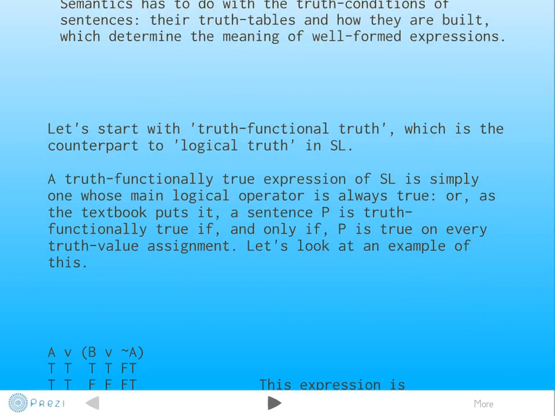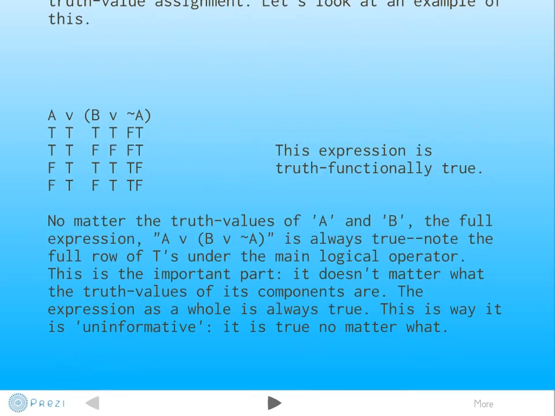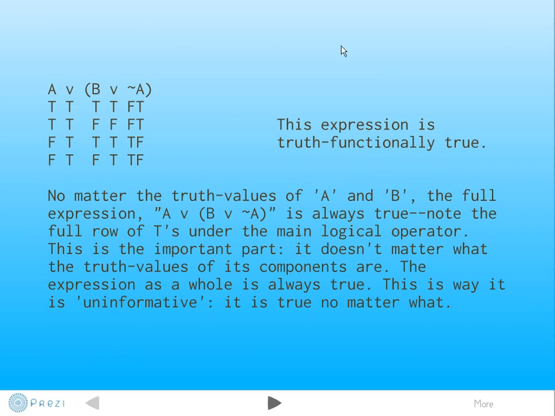Okay, so let's start with truth functional truth, which is the counterpart to logical truth in SL. A truth functionally true expression of SL is simply one whose main logical operator is always true. Or as the textbook puts it, a sentence P is truth functionally true if and only if P is true on every truth value assignment. What does that mean? Let's look at an example. So this expression here is truth functionally true. If you look at the main logical operator here, you see a nice column of T's. So no matter the truth values of A and B, true or false, no matter the values, the full expression is always true. This is the important part.